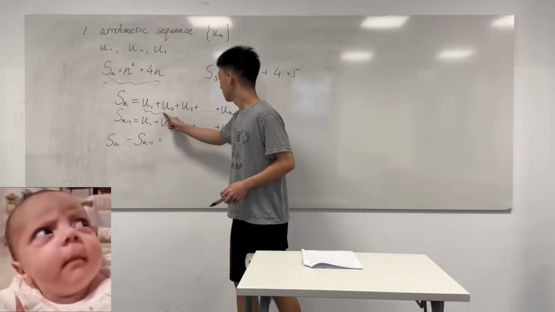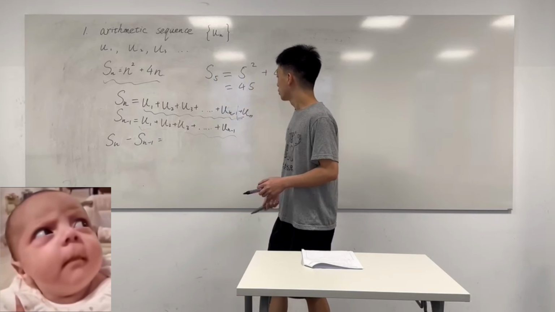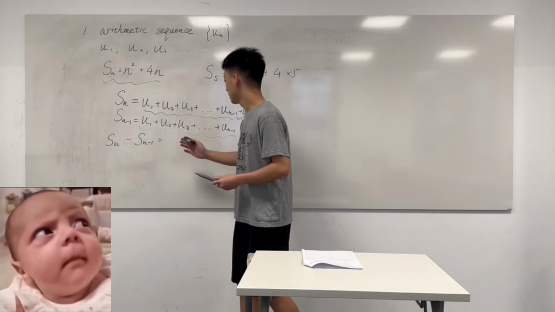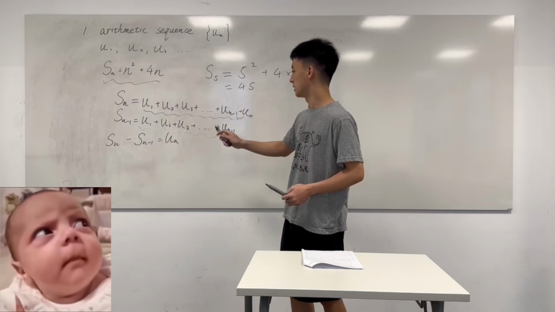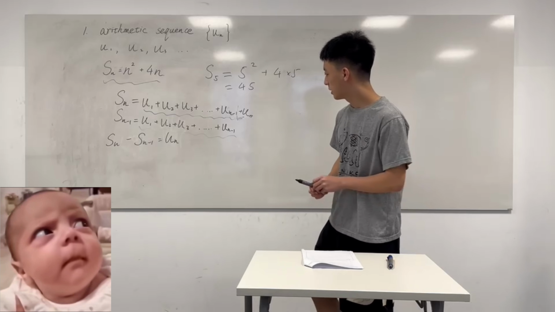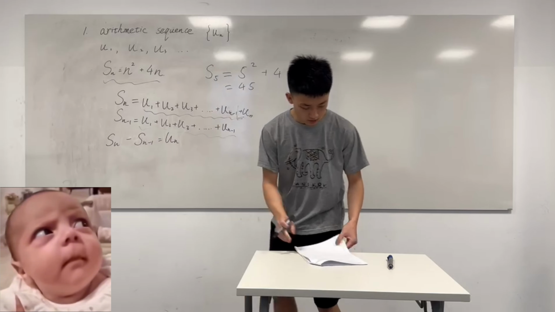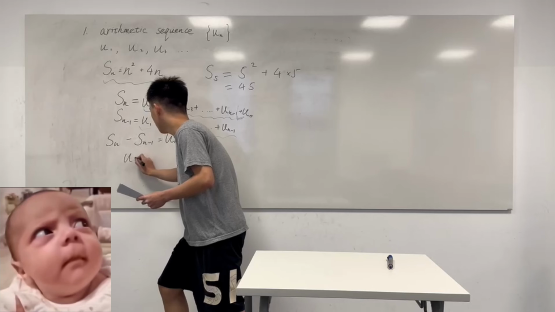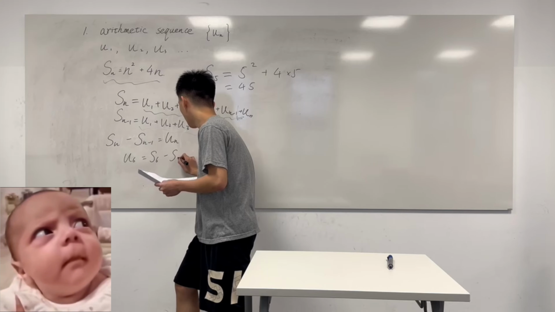Those parts are exactly the same. Therefore, there will be only Un on the right side of the equation. Therefore, we know that Un is equal to Sn minus Sn minus 1. So by this equation, we know that U6 is equal to S6 minus S5.